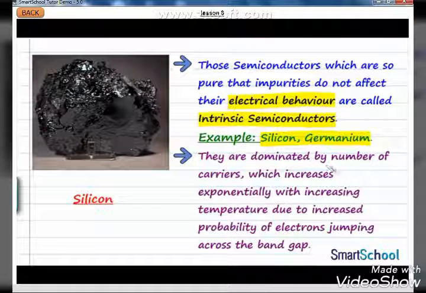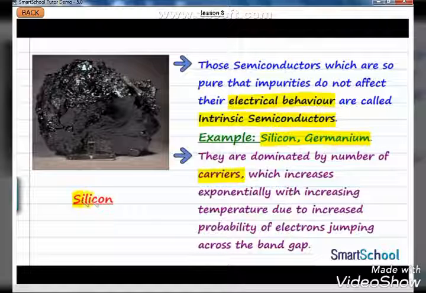They are dominated by number of carriers, which increases exponentially with increasing temperature due to increased probability of electrons jumping across the band gap. Band gap here means the forbidden gap between the valence band and the conduction band, and silicon, as we have learnt, is an example of an intrinsic semiconductor, and here we can see the picture of pure silicon.